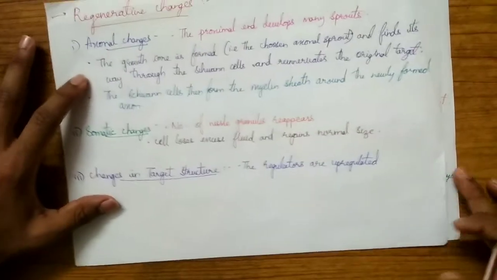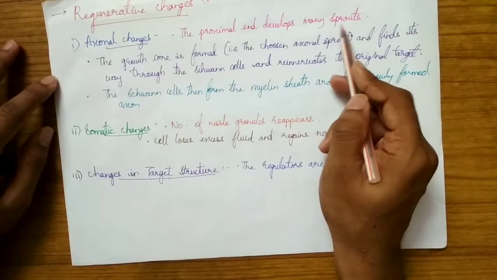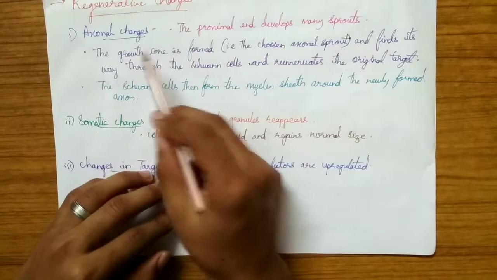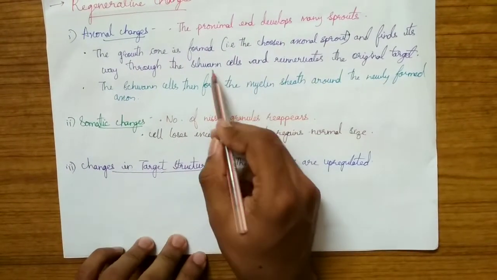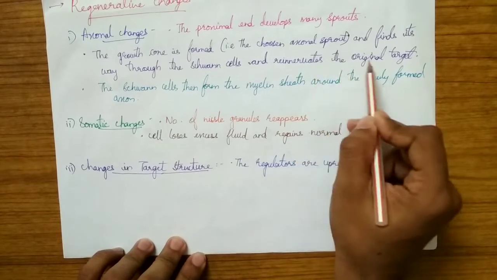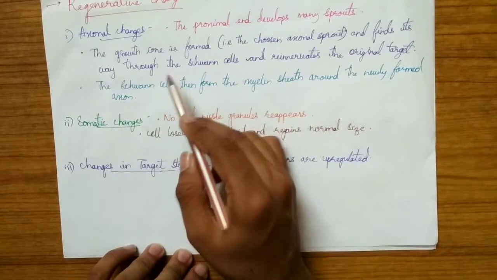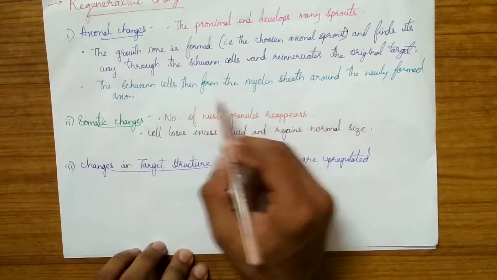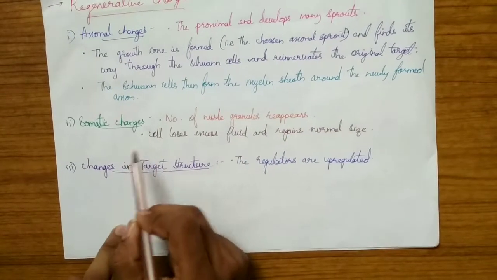So in the regenerative changes, the axon develops many sprouts or growth sprouts. Any of these growth sprouts can give rise to a growth cone, which finds its way through the Schwann cells and re-innervates the original target. Any Schwann cells which are degenerated give way to this growth cone and can again reform to supply this and form the myelin sheath.